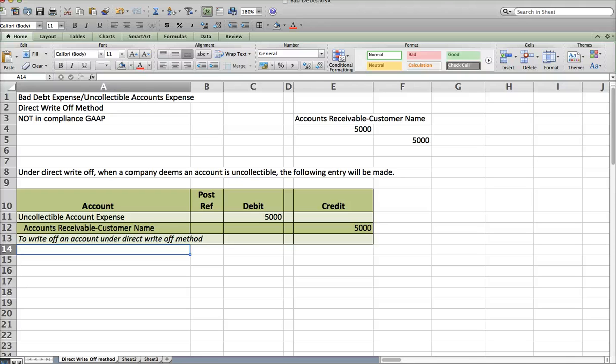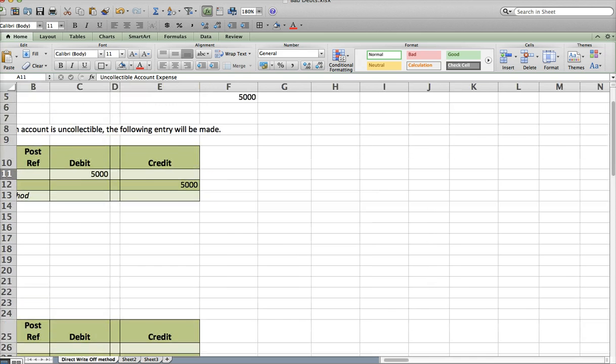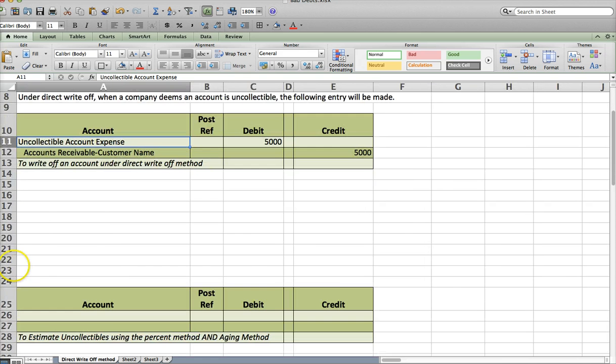Alright, if they did get the money later, like the customer went ahead and paid, then they would simply reverse this entry. So they would debit accounts receivable for $5,000 and credit uncollectible expense for $5,000, and then they would show that they received the money, so they would debit cash for $5,000 and credit accounts receivable for $5,000. So they would undo this account and then just receive the money as they normally would. Alright, so that's the direct write-off method.